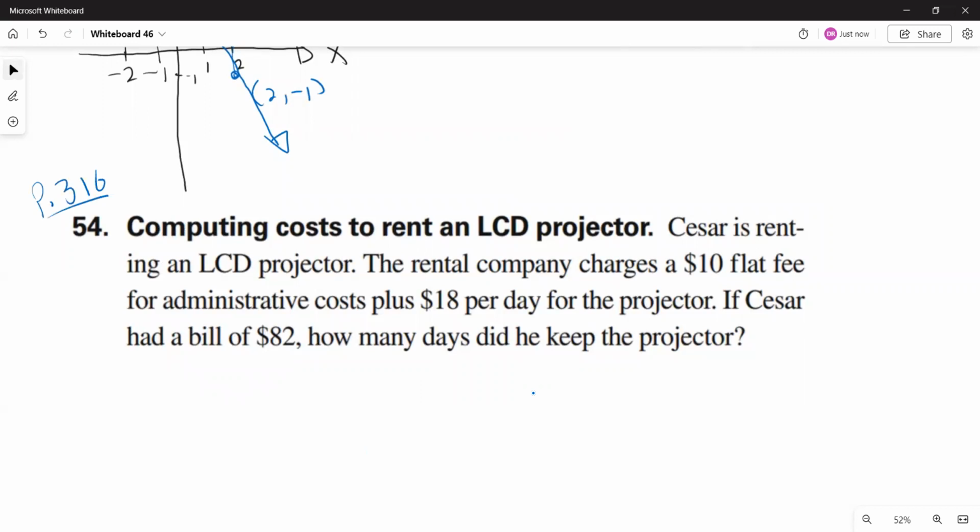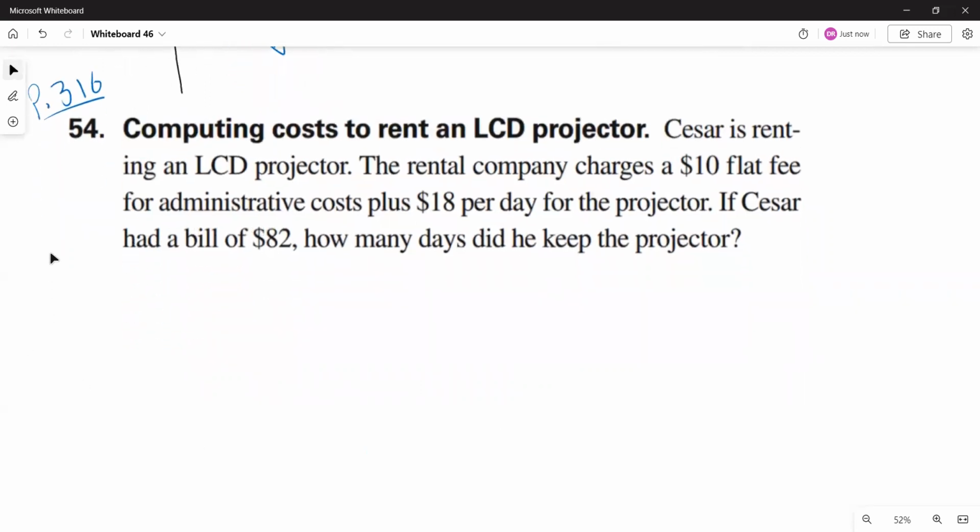Okay, Caesar is renting an LCD projector. The rental company charges a $10 flat fee for administrative costs plus $18 per day for the projector. If Caesar had a bill of $82, how many days did he keep the projector? So the rental company charges a $10 flat fee. At the moment you sign the agreement to rent the projector, you are agreeing to pay $10 no matter what. And you're going to pay $18 for the projector.